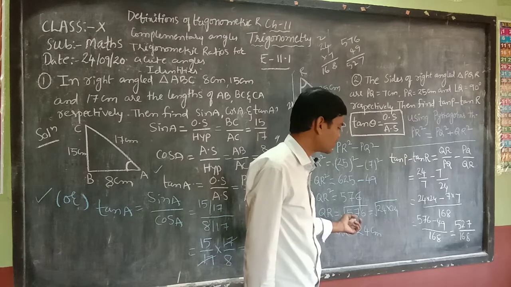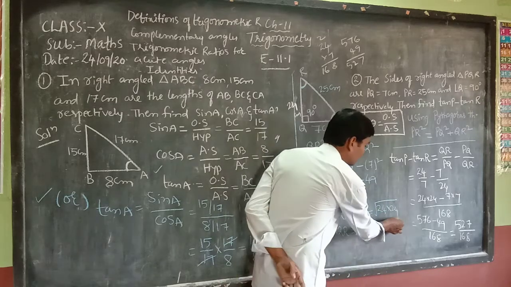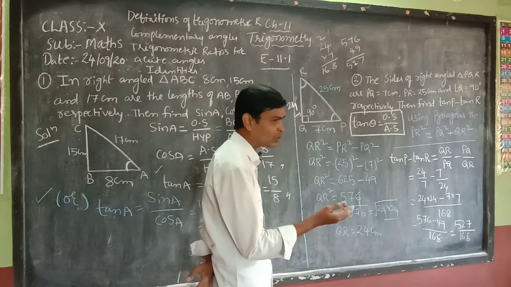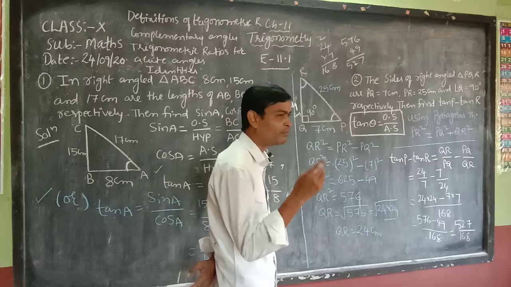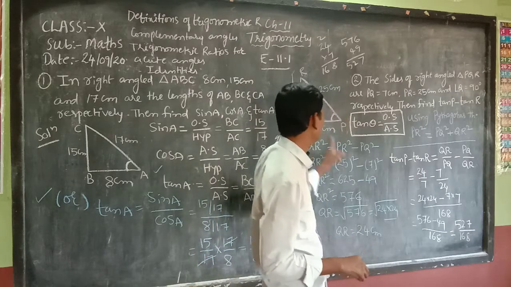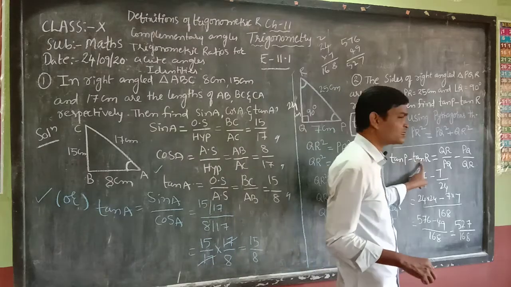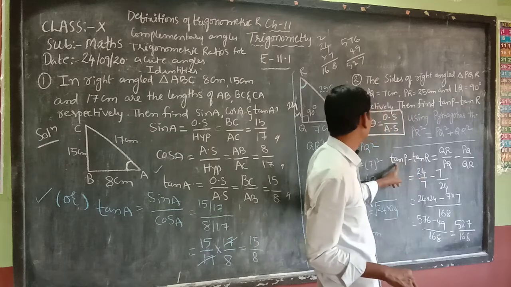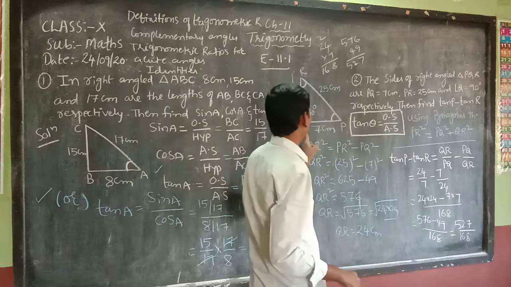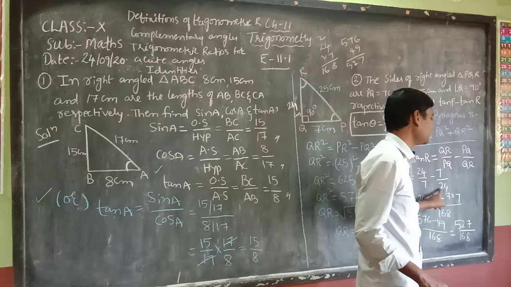576. This 576, how can we write? Square root of 24 into 24. If we have two equal terms under the root, then we write only one term outside the root. So QR becomes 24 centimeters. Now the question is what? Tan P minus tan R. So what is the tan P here? QR by PQ, and tan R is PQ by QR. That we have substituted: 24 by 7 minus 7 by 24.